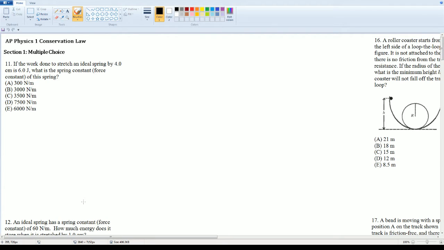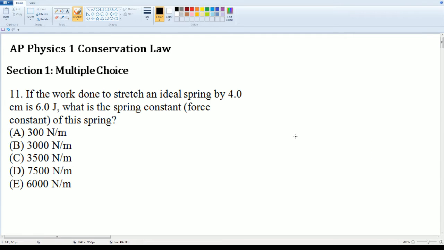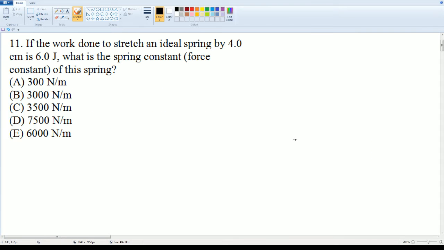Alright, the work done by stretching. Let's zoom this in. The work done by stretching an ideal spring by 40 centimeters. Look, it's centimeters. I need to convert that into meters. So that is 4.0 times 10 to the negative 2, so the x is 0.04 meters.